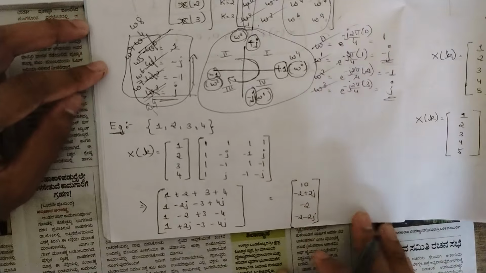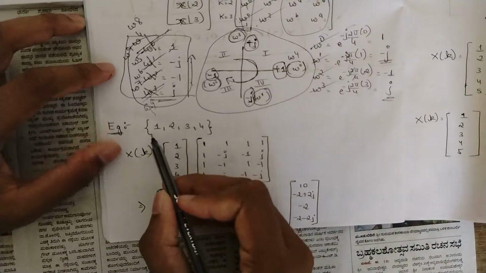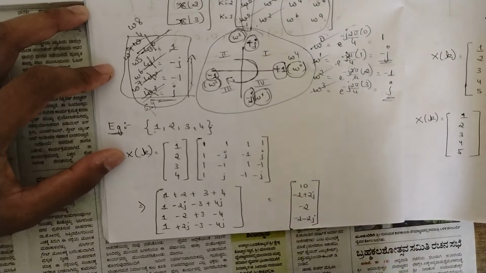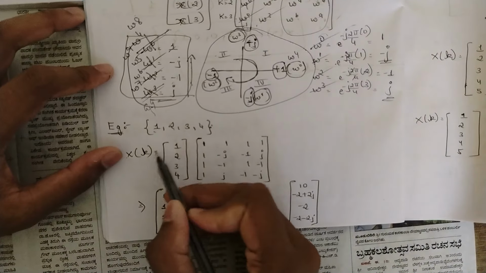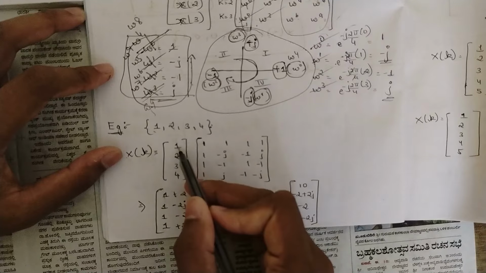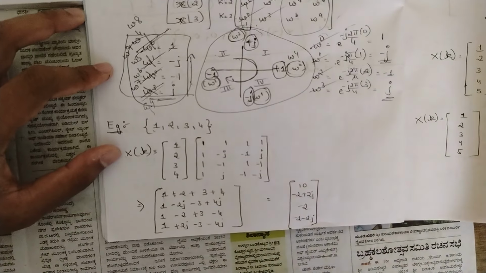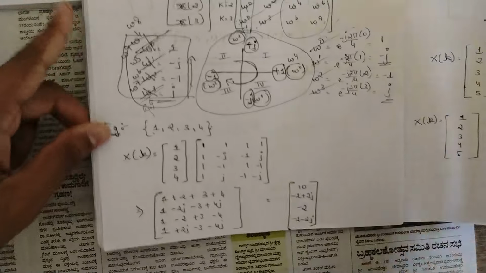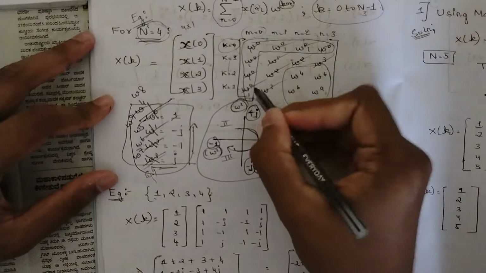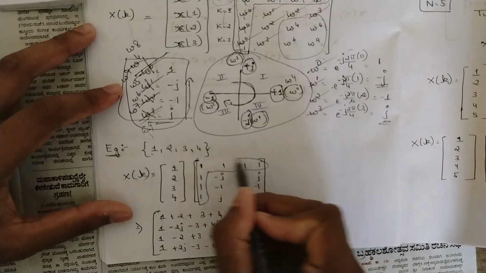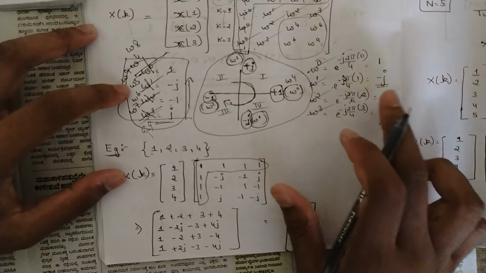Here I have also taken one random example, that is, for a sequence 1, 2, 3, 4 you should find the DFT. What I have done is again X of k, then all the terms I have written here in a 4 cross 1 matrix, 1, 2, 3, 4. Then here we split it into a 4 cross 4 matrix, and these are all the values of w power 0, as you can see here. I have written all the values of this as 1, which we have found out here.